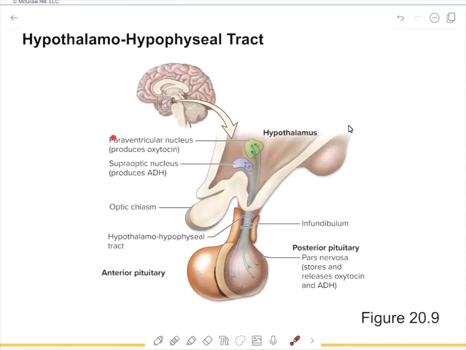You don't have to know the names of these nucleuses. You just need to know the name of the hormone that's made in the hypothalamus. And it's going to be stored in the posterior pituitary gland. And again, you don't have to know pars nervosa, just that these two hormones are stored in the posterior pituitary gland.